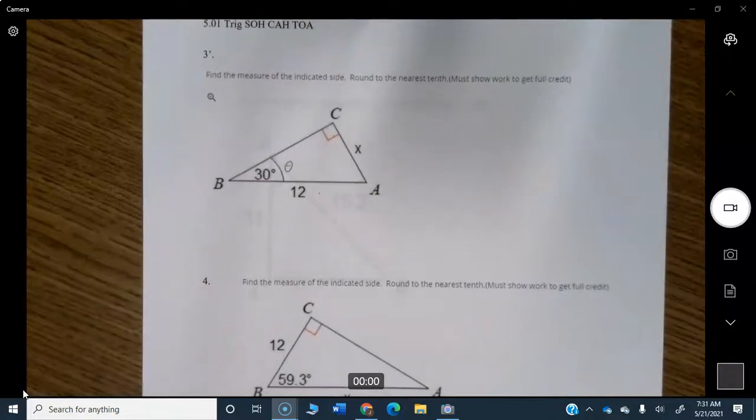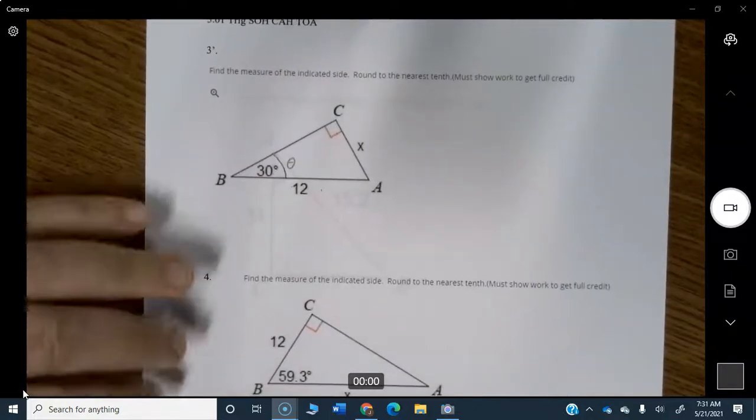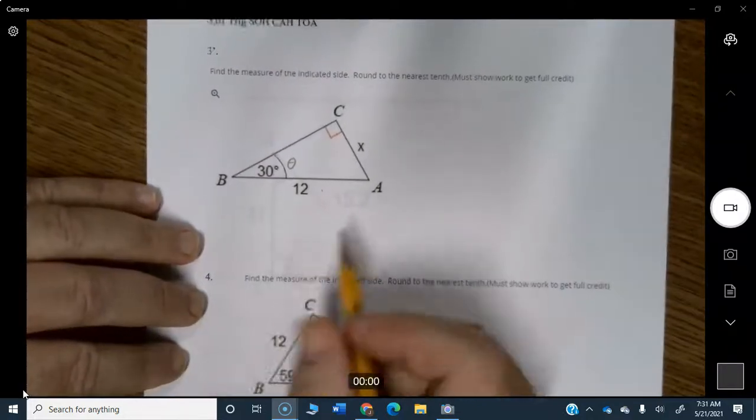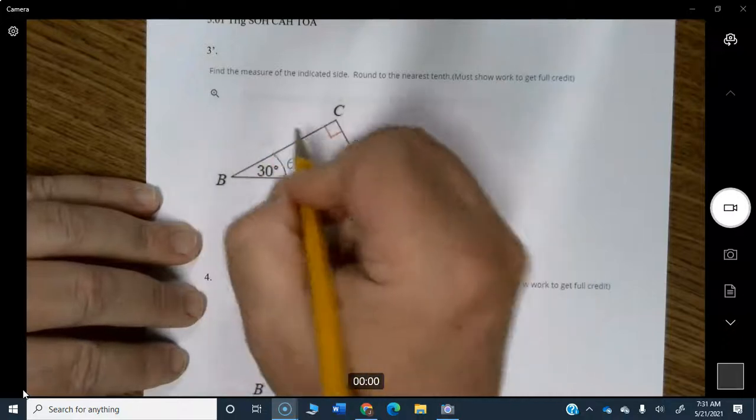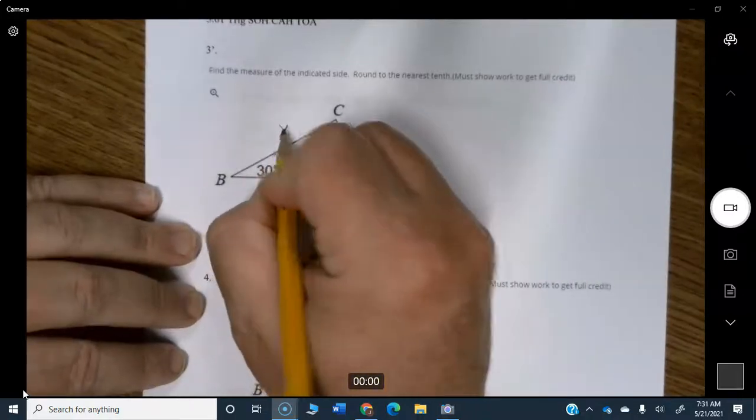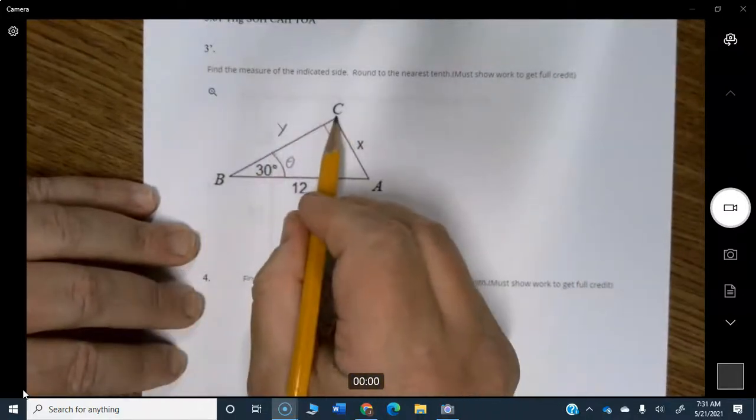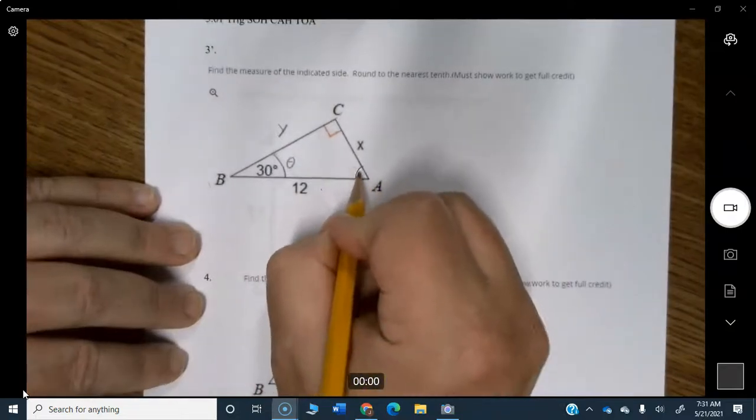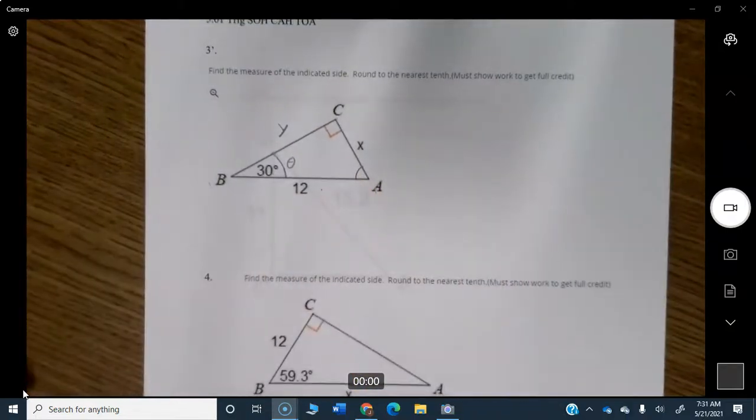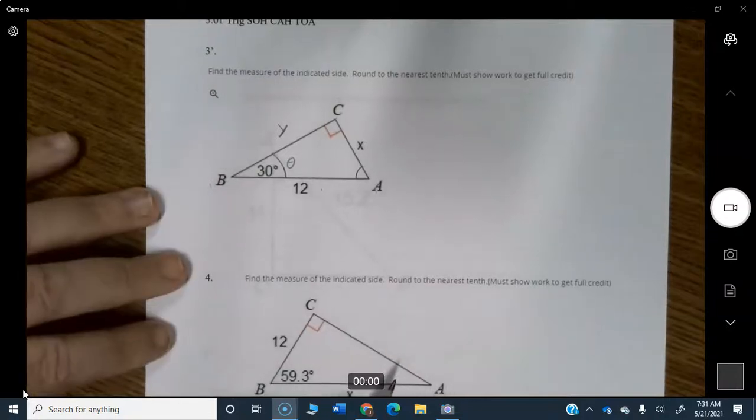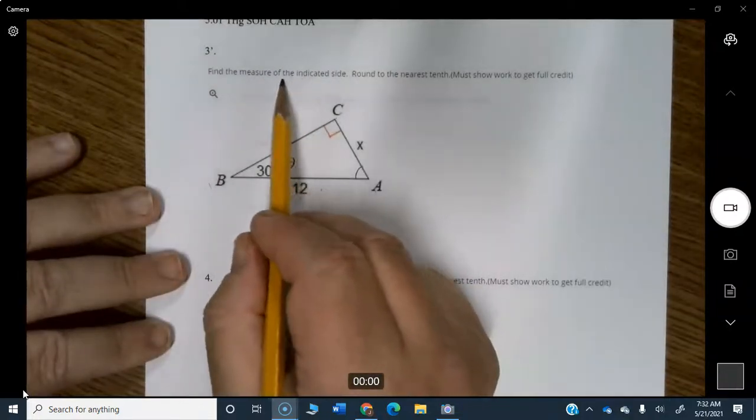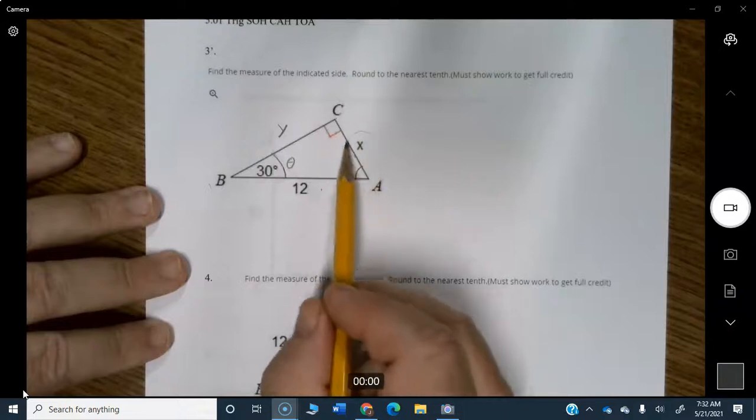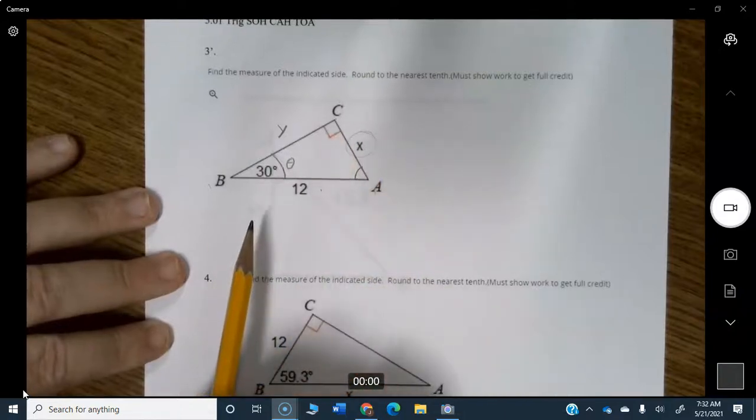It says find the measure for the side indicated. Round to the nearest tenth. I don't care about the rounding necessarily. I'm going to have you find both sides, and I also want you to find angle B, angle C, and angle A. What's that angle right there? So we're going to find all 3 sides and all 3 angles. First, let's do what the question asked us for: find the measure for the indicated side. So that's x.